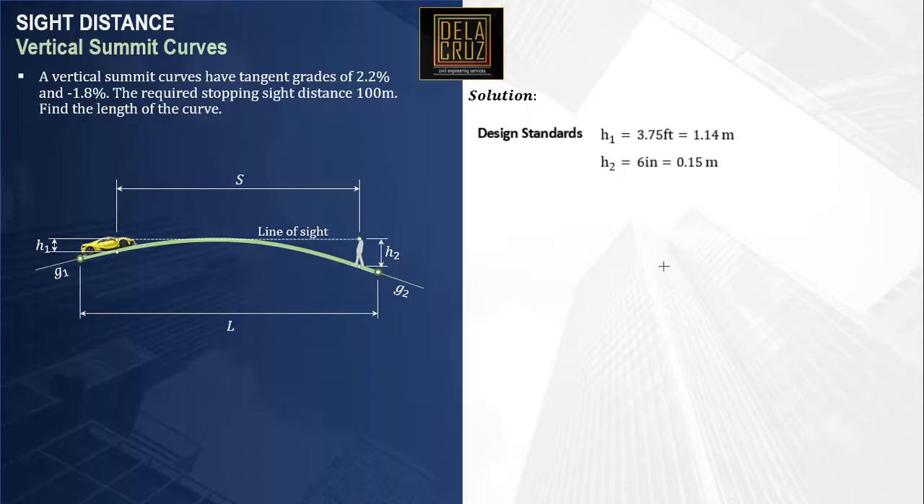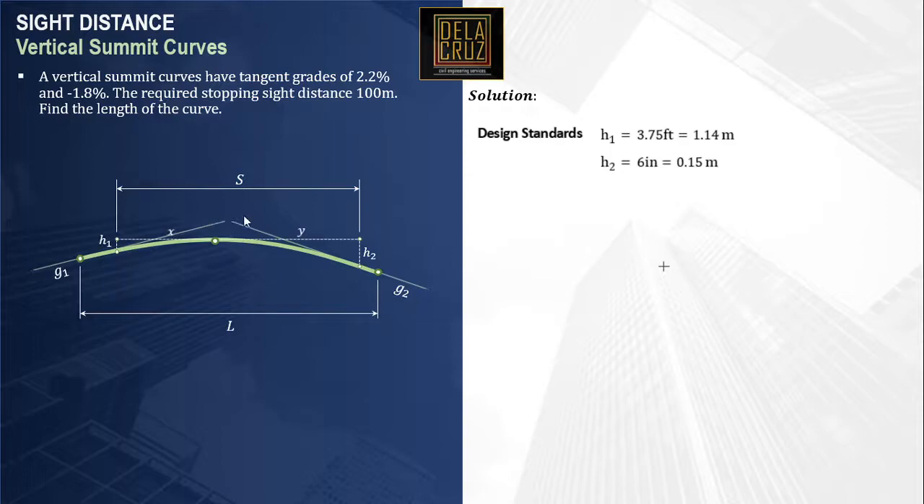Now, how can we solve the length of the curve? Focus on this one. This is the line of sight, and it is tangent to this curve. Basically, this will be our summit or the peak point of the road. I'll call this X and Y. As you can see, the stopping sight distance S is equal to X plus Y. So all we need to do here is to express X and Y in terms of L. Now, how can we do it?